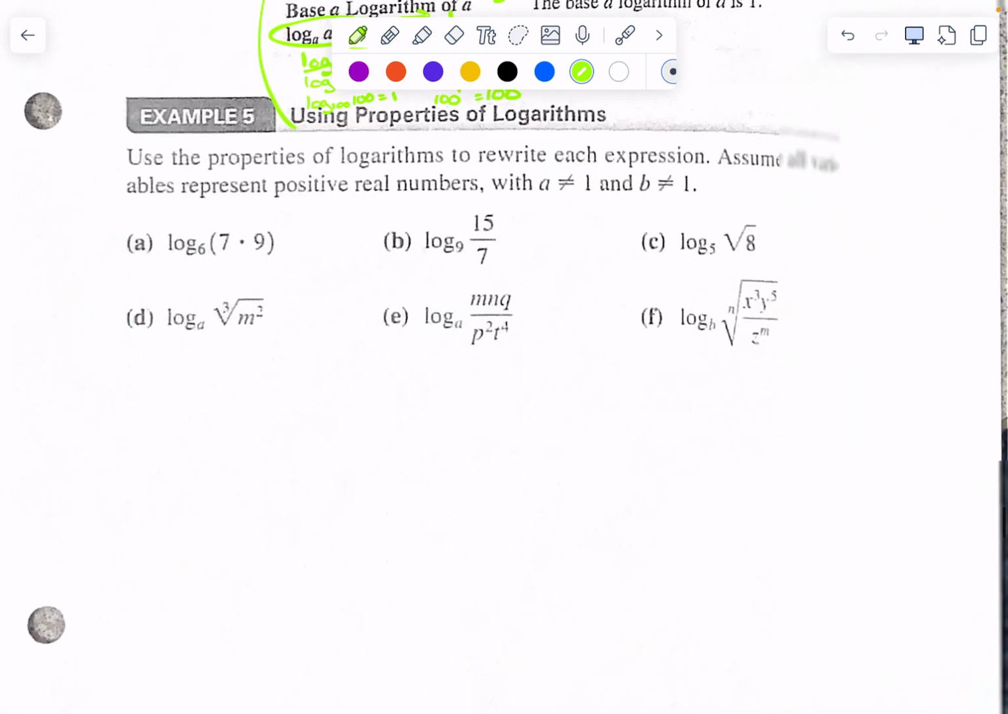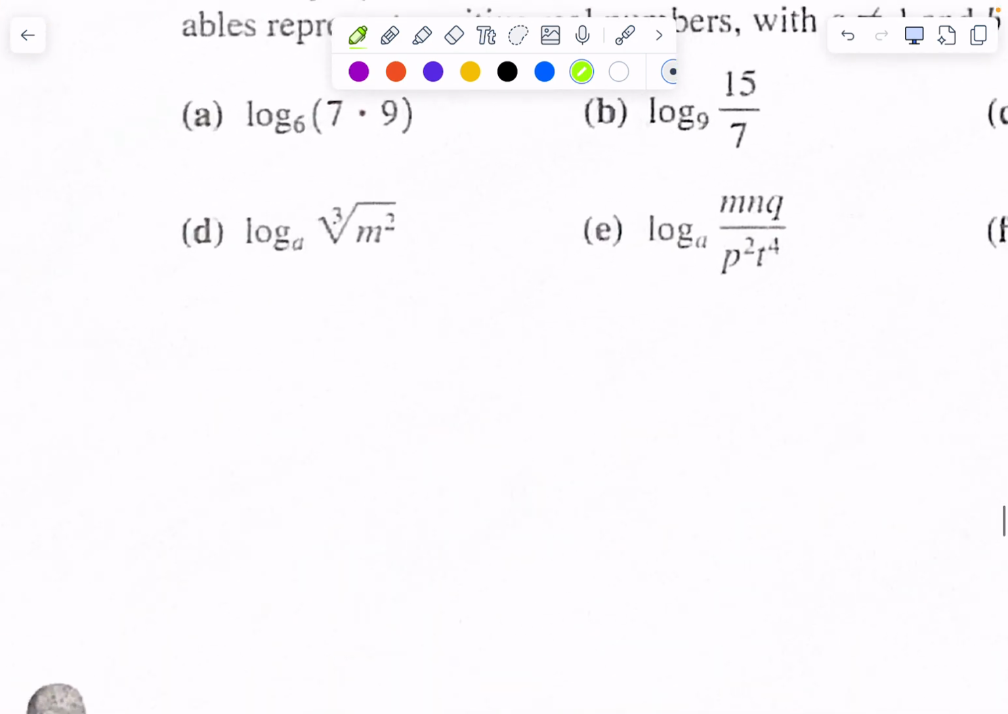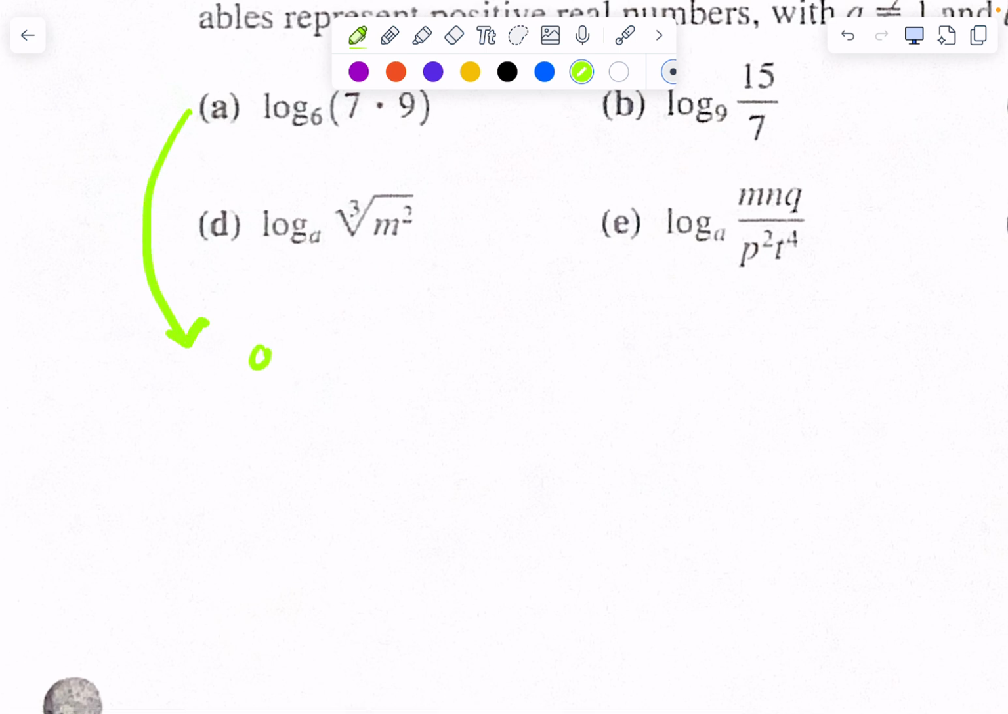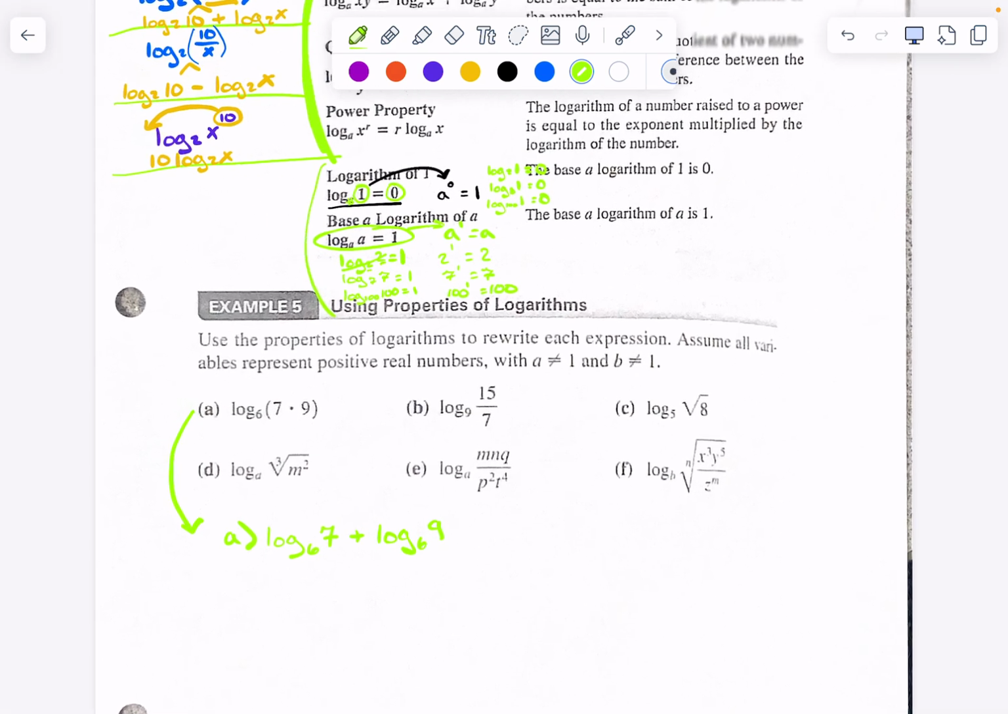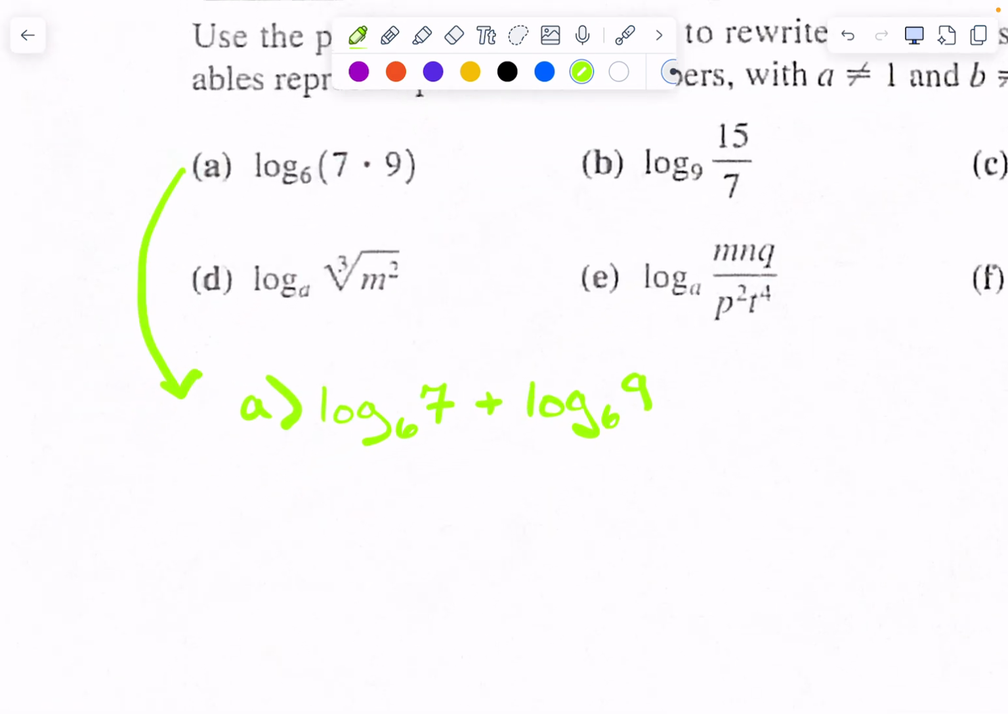Use the properties of logs. I gave us a lot of room down below here, so I'm just going to expand them below. So A, log base 6 of 7 times 9. The adding one, so we're going to add. So it will become log base 6 of 7 plus log base 6 of 9. And that's all they want us to do, just separate them out. Okay, so that's A. B is division, minus. So log base 9 of 15 minus log base 9 of 7.